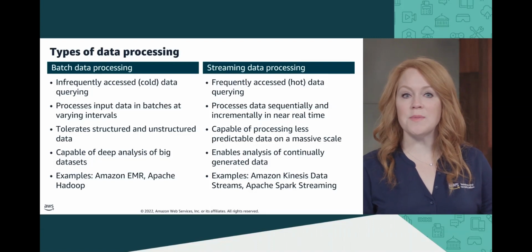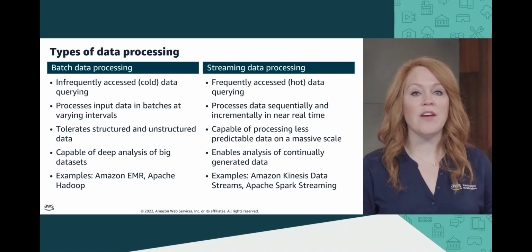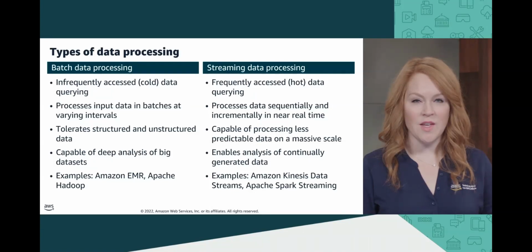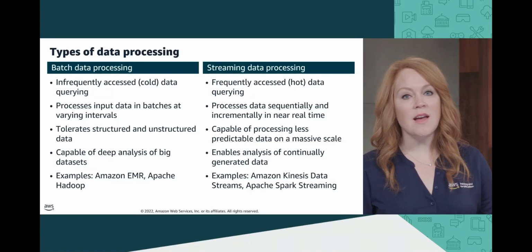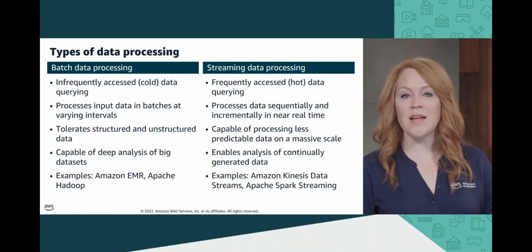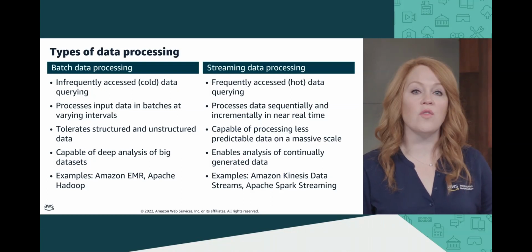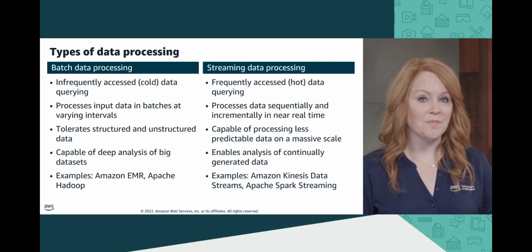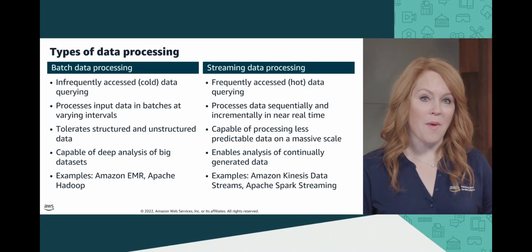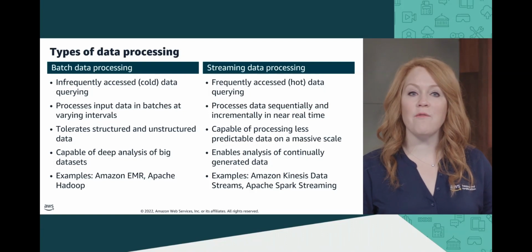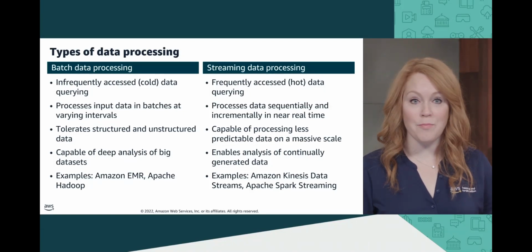Batch processing jobs can also compute results that are derived from all the available data, so they enable deep analysis of big data sets. Additionally, you can use batch jobs to compute the same query over different data sets. Hadoop MapReduce-based systems, such as Apache Hadoop and Amazon EMR, are examples of platforms that support batch-based data processing jobs.